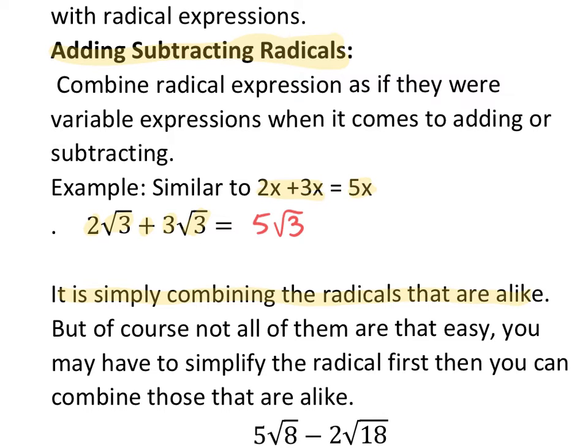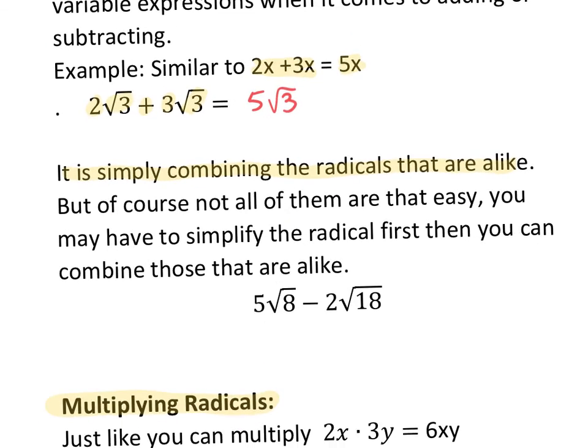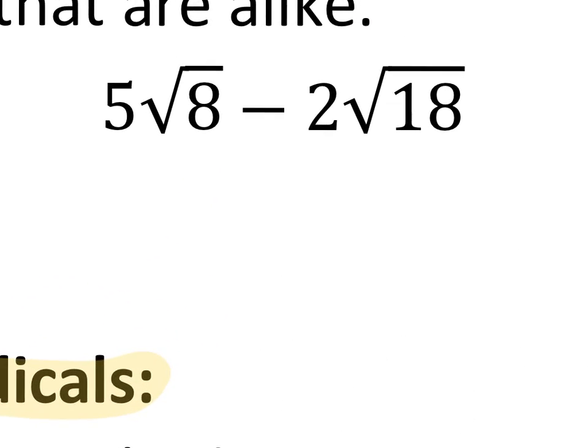So even though that's ridiculously easy, not all of them are obviously going to be that easy, because easy is boring and we don't want to be bored. We want to have some fun. So let's take a look at this guy right here. Please jot that down. 5 square root of 8 minus 2 square root of 18.